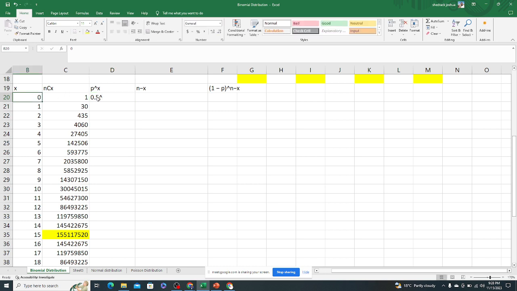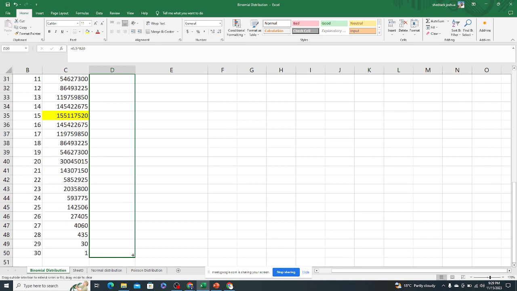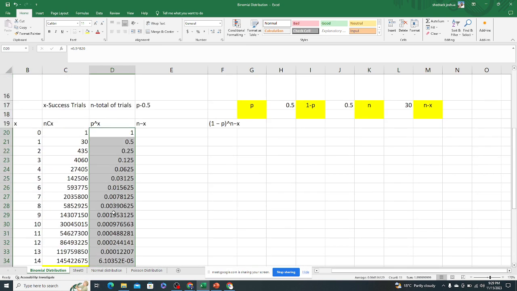But in some cases, you might be guided to use a certain set probability. So in this case, we are going to say 0.5, which is our 50% probability, raised to the number of successful outcomes. So we are going to raise that, and then we are going to drag it down, up to that point. So this is our probability of success raised to the number of success.